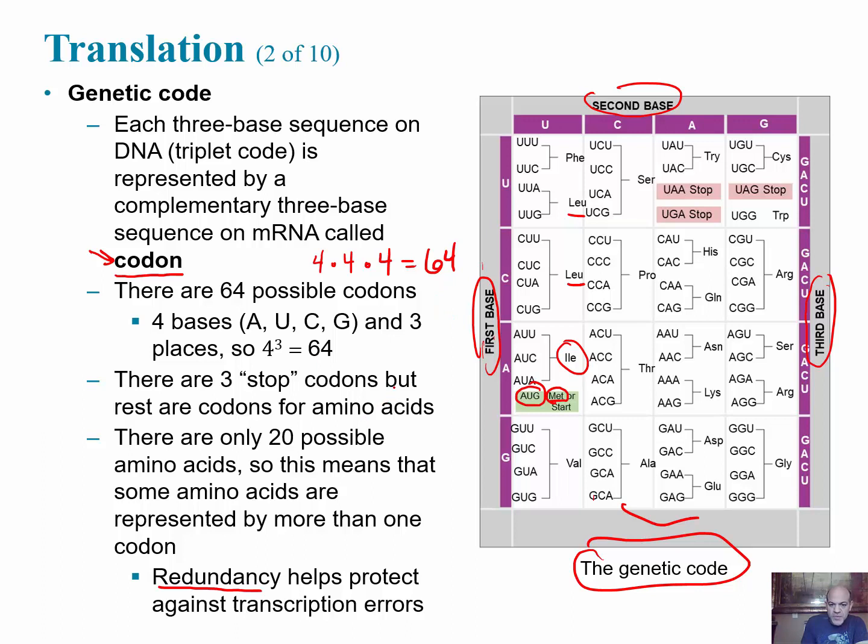So that's the case. Now 3 of the codes are going to be to stop the process, so they're referred to as stop codons. You can see them right here in the chart. UAA, UGA, and UAG would tell the ribosome and the entire process to stop the translation so that the polypeptide is complete.